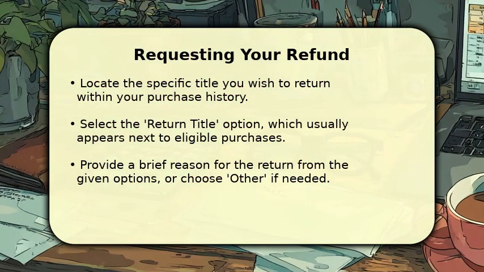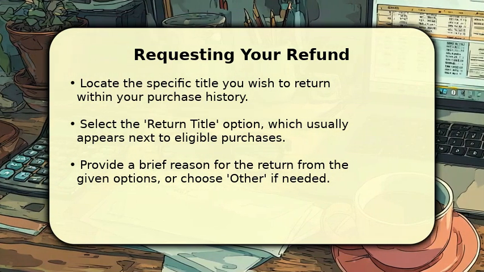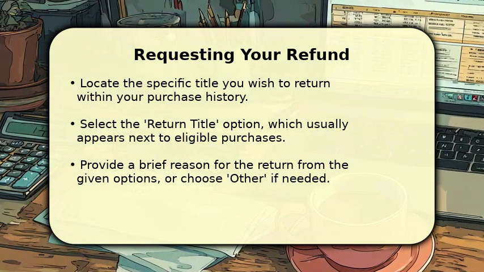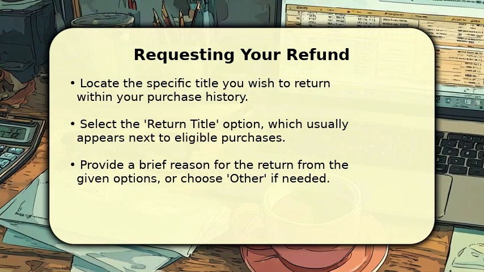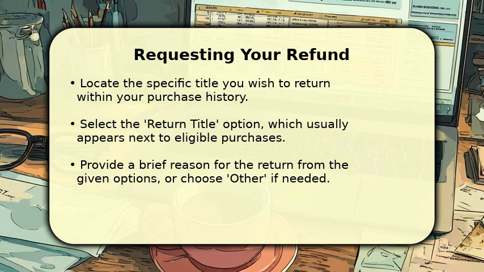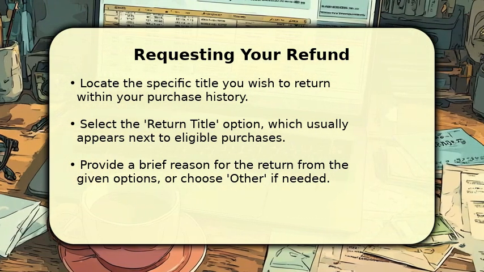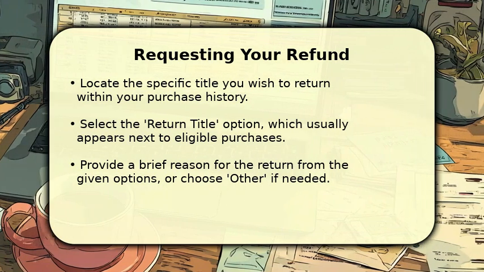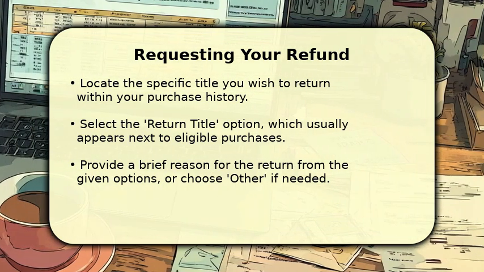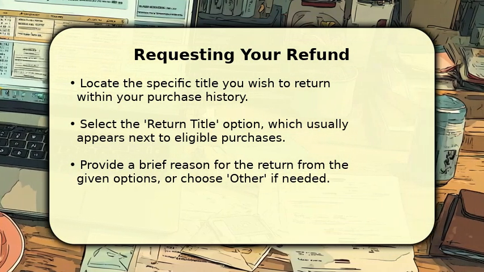Next, scroll through your purchase history to find the specific title you want to return. Locate the Return Title button, which usually appears right next to eligible purchases. Click this option, and you will be prompted to select a brief reason for the return from a short list of choices. Sometimes, you can also select Other if your reason is not explicitly listed. Confirming your choice helps Audible understand your feedback.